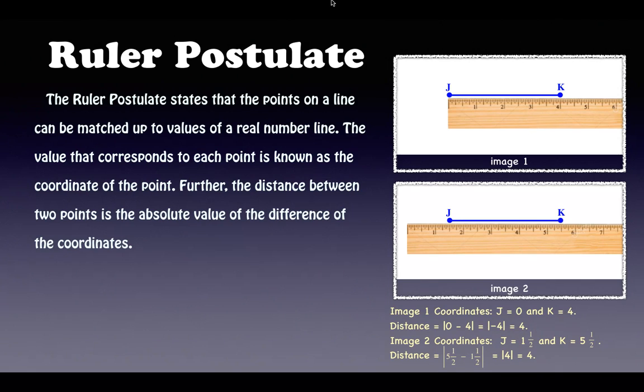Notice in image 2, it's the same line segment. We've just shifted the ruler so that J lines up with 1.5 and K lines up with 5.5. Again, 1.5 minus 5.5 would be negative 4, which the absolute value is 4. And 5.5 minus 1.5 would be positive 4, and the absolute value is still 4. So it doesn't matter the order of subtraction, because we will always apply the absolute value to correct the sign to be positive. Remember, all measurements of geometric figures must be positive.